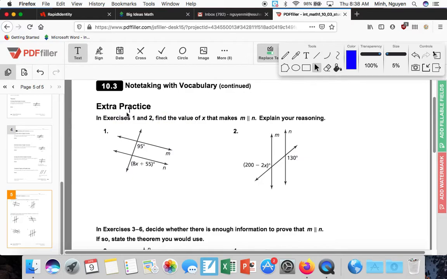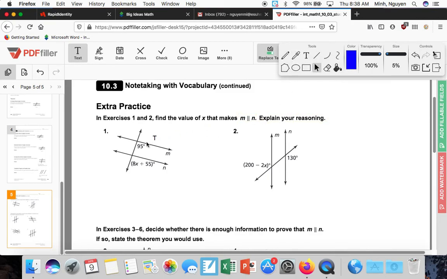So in 1 and 2, it says find the value of x that makes l parallel to n. Well, first of all, we should establish what kind of relationship there is between the two angles. And once we establish the relationship, then we can say, those angles will be congruent, so we'll set them equal to each other. Or, the angles will be supplementary, so we should add them together and set them equal to 180.